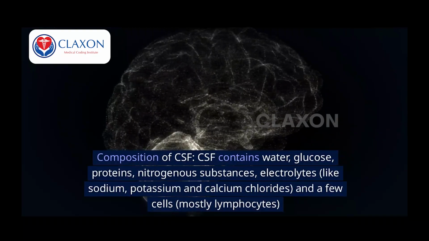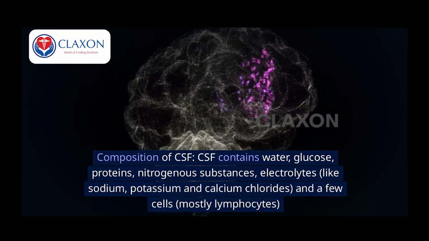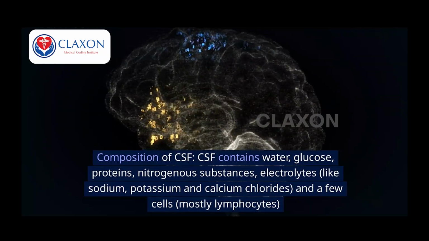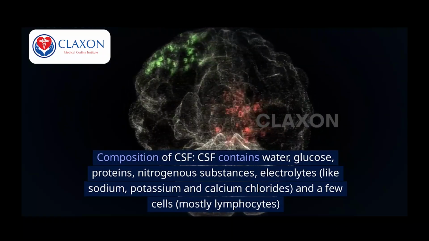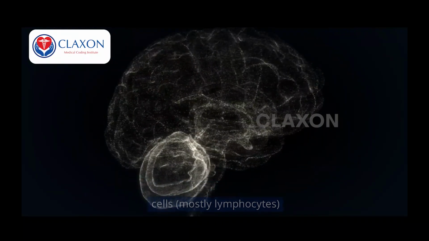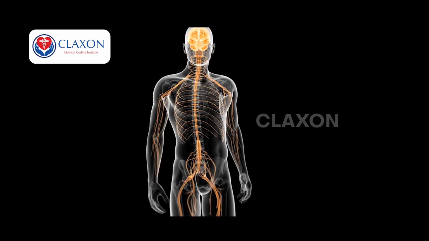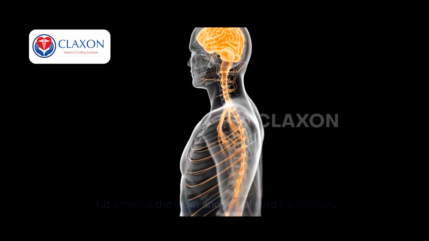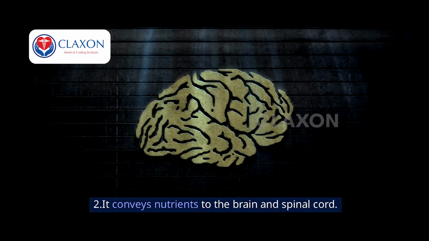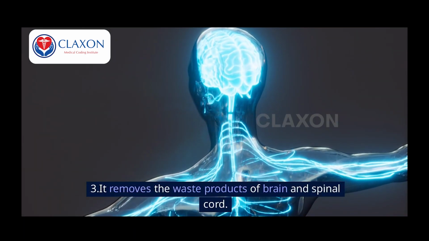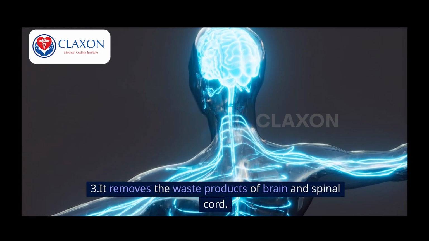Composition of CSF. CSF contains water, glucose, proteins, nitrogenous substances, electrolytes like sodium, potassium and calcium chlorides, and a few cells, mostly lymphocytes. Functions of CSF. 1. It protects the brain and spinal cord from shock. 2. It conveys nutrients to the brain and spinal cord. 3. It removes the waste products of brain and spinal cord.